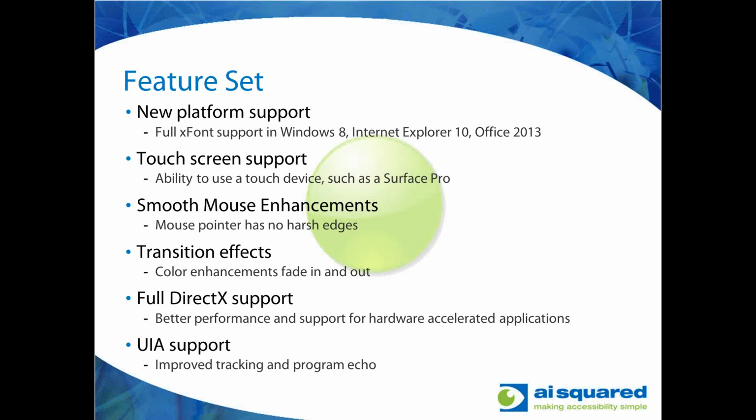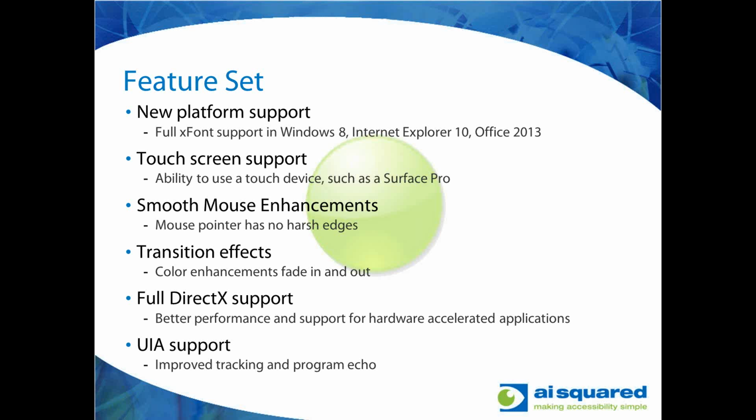A few other new things that we added: some smooth mouse pointer enhancements, so they no longer have harsh or jagged edges. You can see that in all the enhancements. The color enhancements now fade in and out, so when you turn them on, instead of just a jolt between having an enhancement on and off, you'll see it fade in and fade out.